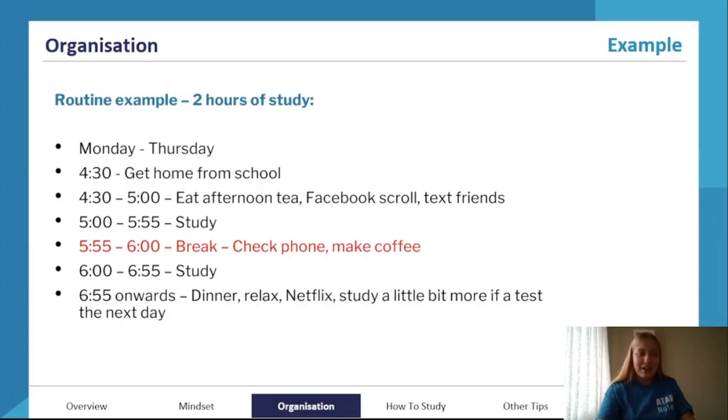So say between 5:55 to 6, I would take a break. So things like check my phone, make coffee if I was gonna have another coffee that late, which I would sometimes, have a drink, have a snack, etc. And then another hour of studying from 6 to 7, and from about 7 onwards, completely me time.